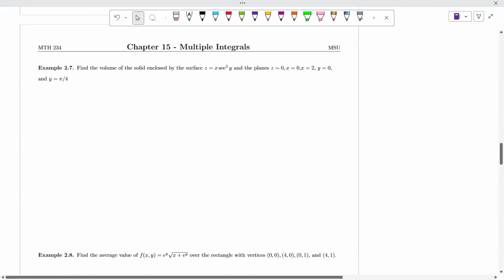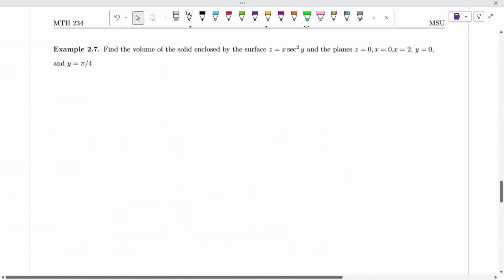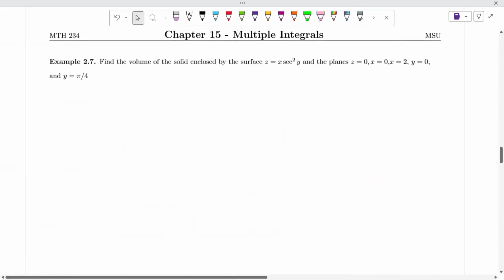So I think we've got one or two more to work through together, and then we'll call it a day. So another example, finding the volume of a solid enclosed by the surface z, between the planes z equals 0, x equals 0, x equals 2, y equals 0, and y equals pi over 4. So all told, what do I want to do here?